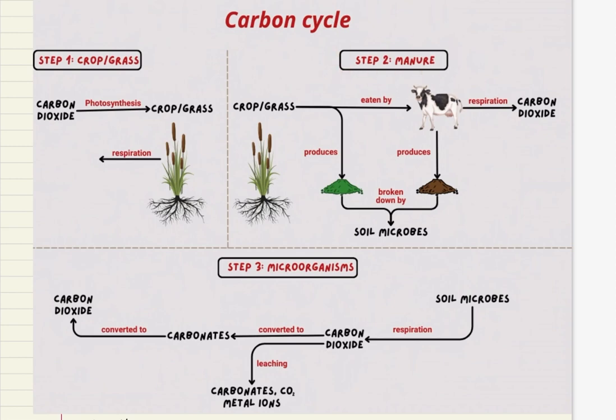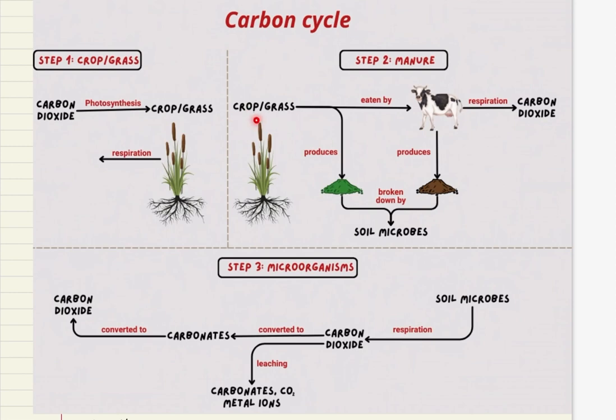Step 2 is our manures. So our crop or grass is going to be eaten by our livestock, whatever sort of grazing method it is. The cow, the sheep, the pig, the livestock is going to carry out respiration, and that is going to release carbon dioxide into the atmosphere.